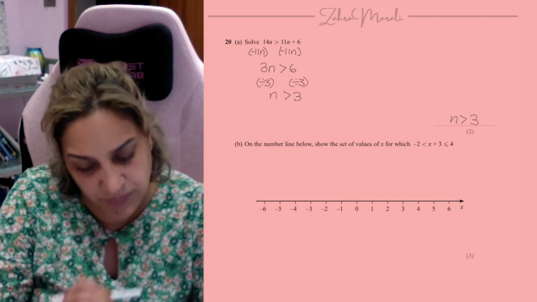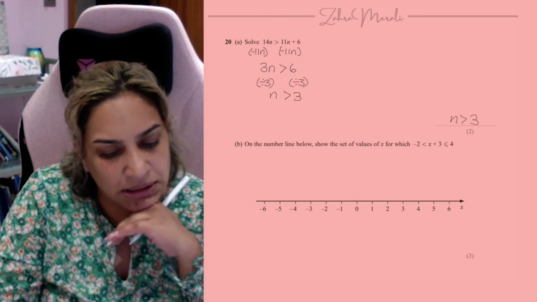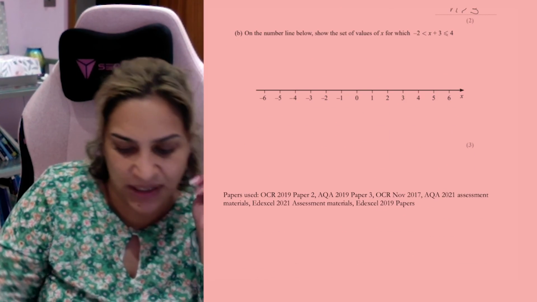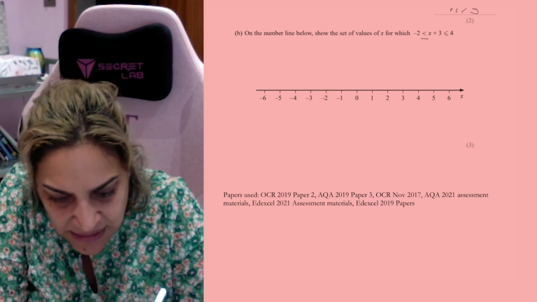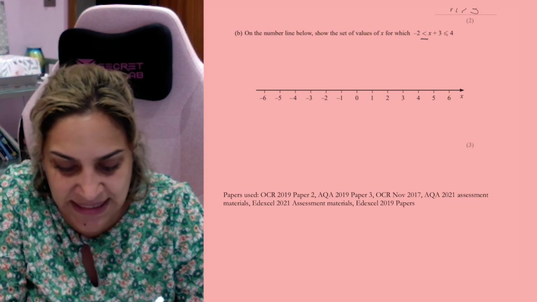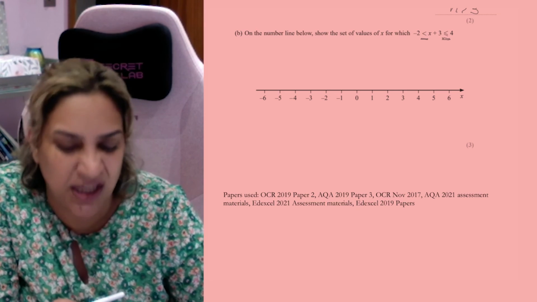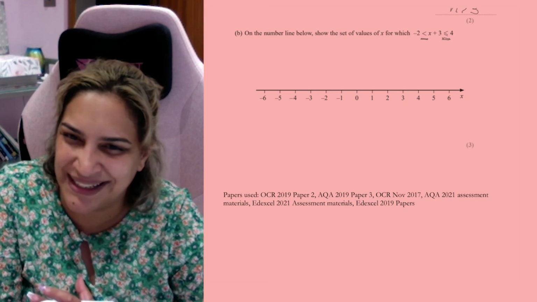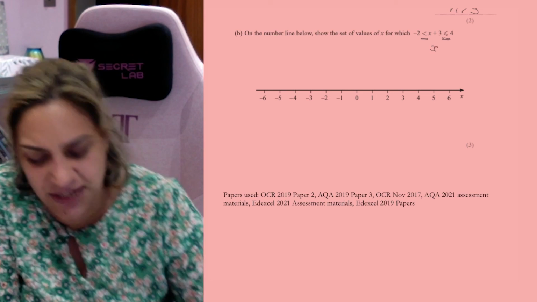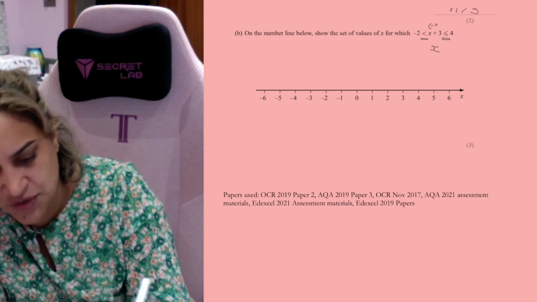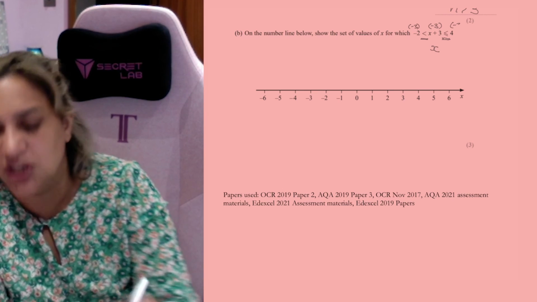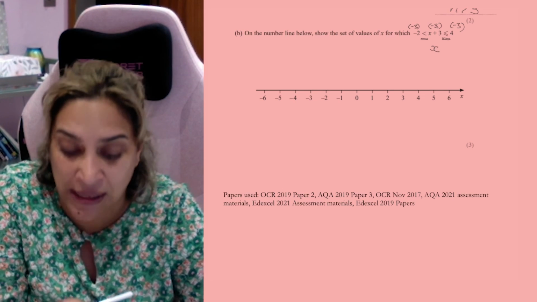Okay, on the number line, show a set of values for which, remember this sign, minus 2 is less than x plus 3, which is less than or equal to 4. But we can't plot anything like that first. We need x on its own. So when you've got something on both sides, to get x on its own, you've got a minus 3. But if you do it to one thing, you have to do it to the other thing. And in this case, you have to do it to the other side as well.